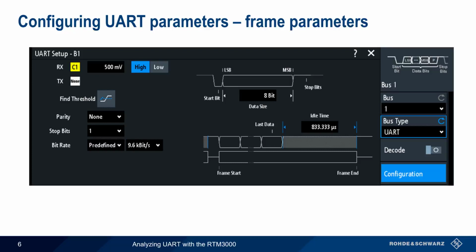A few additional notes before we leave this screen. Idle time sets the minimum time between two frames. The high-low toggle inverts the polarity of the bits. For example, if we wanted the idle state to be low instead of high, we would switch this to low. The important thing is to be sure that the frame parameters we configure here match the parameters of the UART device.